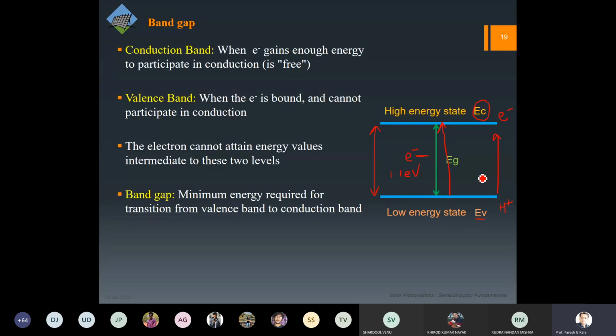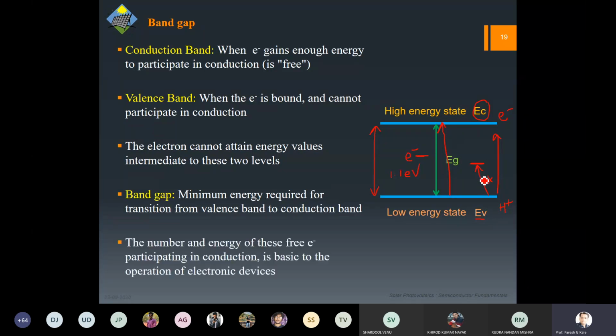Later we will learn about impurities. When impurities come, there might be a chance that something is sitting in between, and then an electron can go and sit here. However, as it has not gone to the other side, this is useless for us, and that's why we should avoid impurities. Anyway, we'll talk about that later.